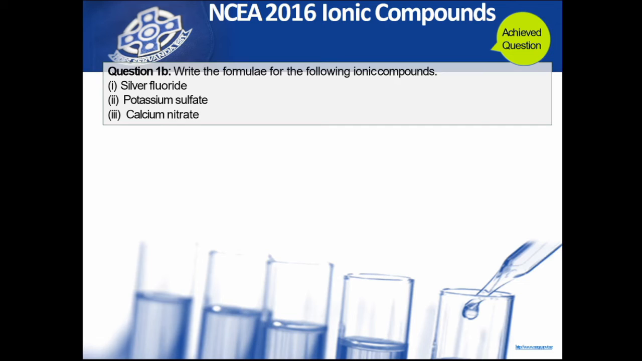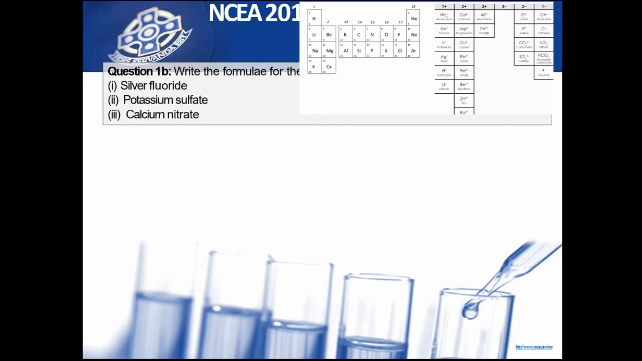Okay, welcome back. So first thing we need is our periodic table and our ionic table. So silver fluoride. So where's silver? Ooh, it's not on this little one, but it will be over here. Ag. Silver is going to be +1. Okay, so Ag plus. So it wants to give away 1 electron.